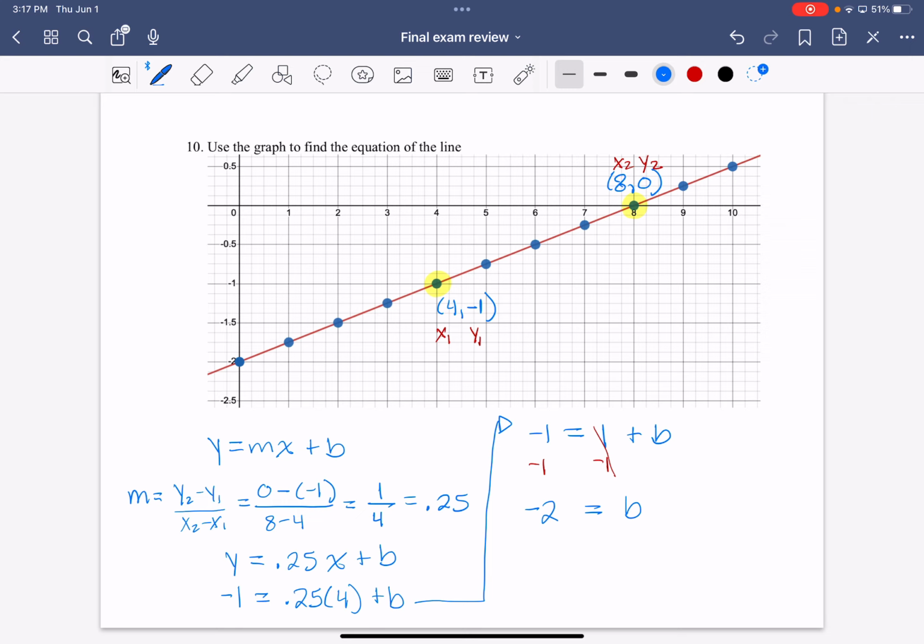So I found my slope. I found the y-intercept. So y equals 0.25x minus 2. And that is the final answer. Any questions there?